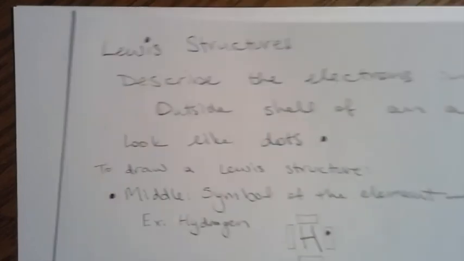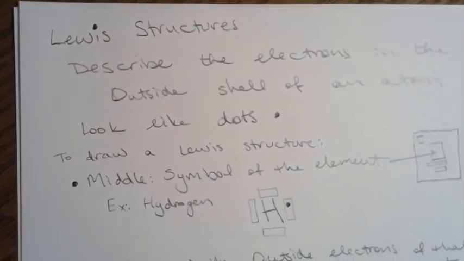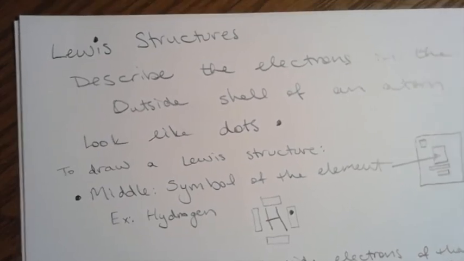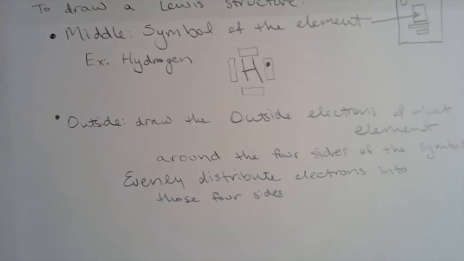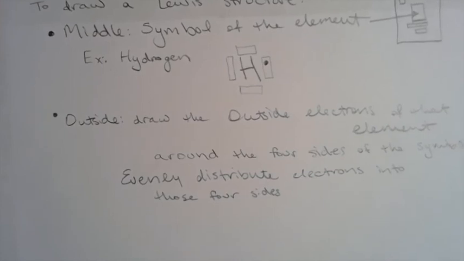In this video we're going to do some examples of Lewis structures. So we just figured out how to do a Lewis structure. Lewis structures have dots. You put the symbol in the middle. You put the outside electrons around the outside of the symbol, the four sides. Let's do some examples that you did Bohr structures for.